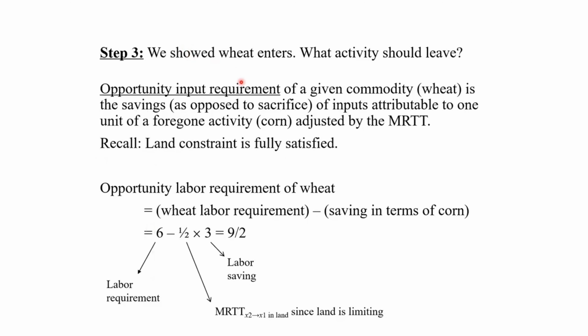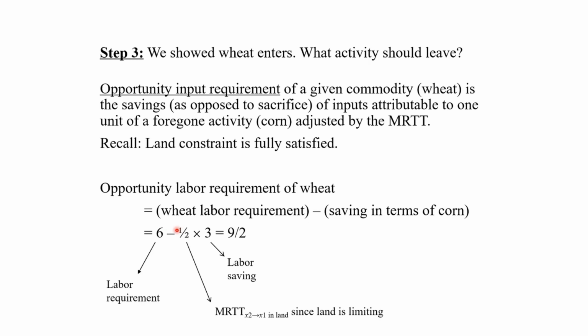So in step 3, we showed wheat enters; what activity should leave? The opportunity input requirement of a given commodity, wheat, is the savings, as opposed to the sacrifice, of inputs attributable to 1 unit of foregone activity, corn, adjusted by that marginal rate of technical transformation. Recall, the land constraint is fully satisfied, which is why we have to look at that. So we're looking at the opportunity labor requirement of wheat, which is equal to the wheat labor requirement minus any savings in terms of corn. If wheat required 5 units, let's say, and the savings in corn was positive, then we're better off.